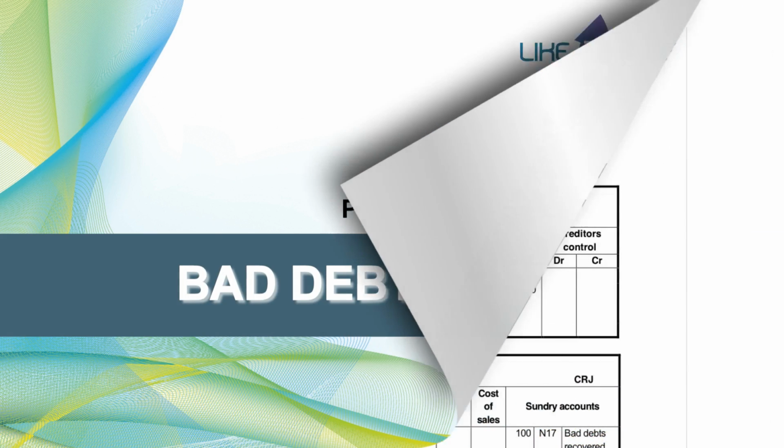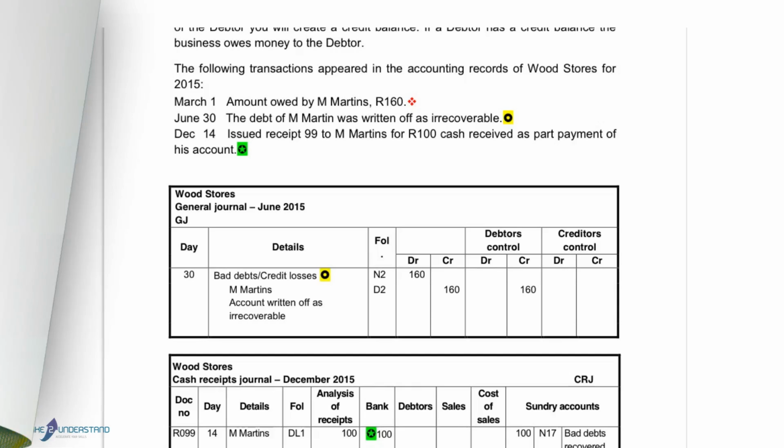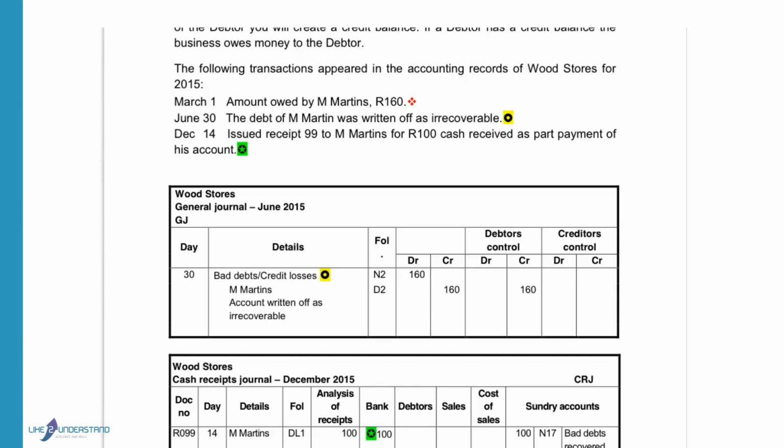Good morning. We will pay attention to bad debts recovered today. If we write off the debt of a debtor because we assume that we will never receive the money from them, we debit bad debts to create the expense and credit the debtor's control to close off their accounts.